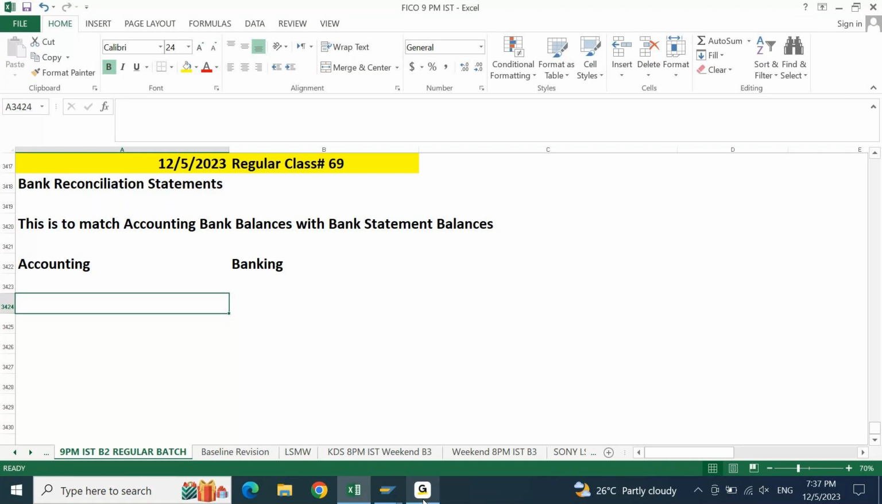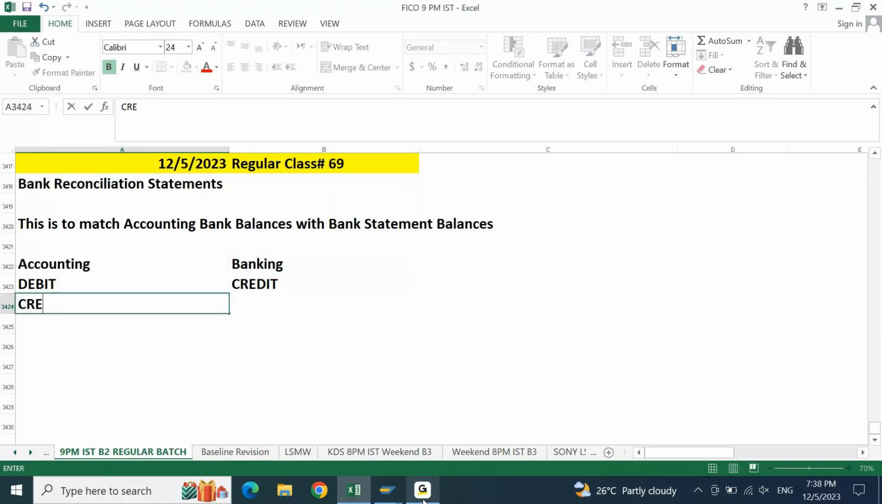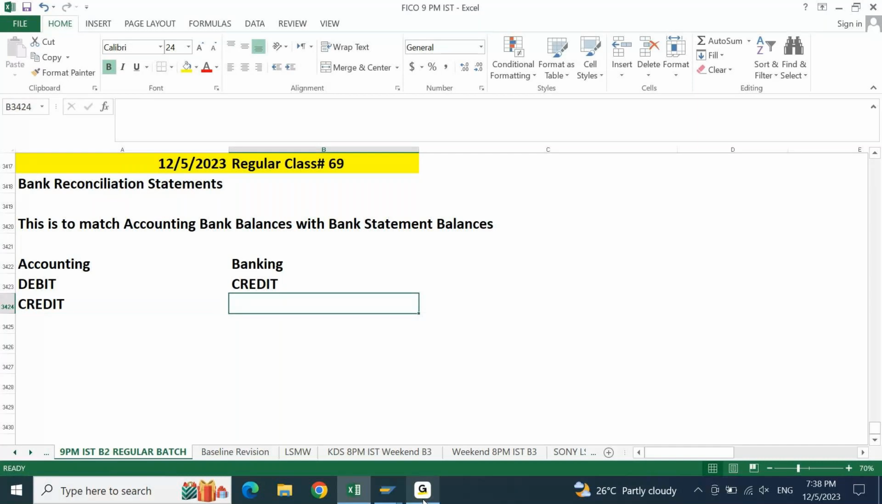Whatever you talk as debit in accounting, this debit in accounting will become credit in banking. So when you say debit from the accounting perspective, the bank will tell your debit as credit. Similarly, when I say credit in my accounting, the bank will tell your credit as a debit.